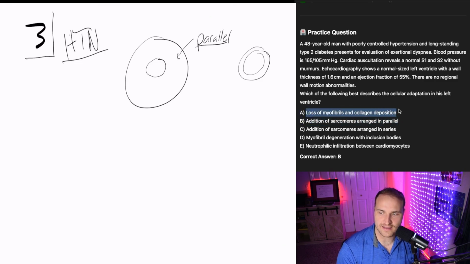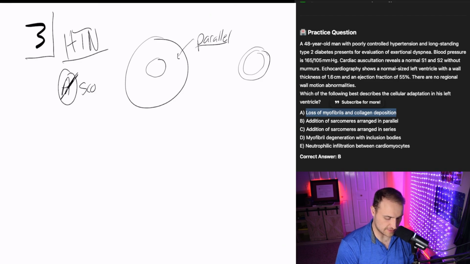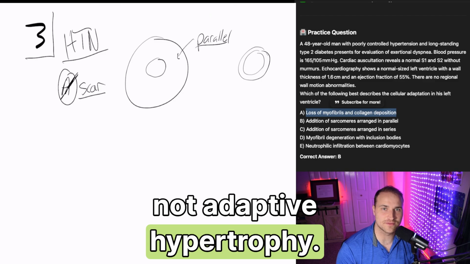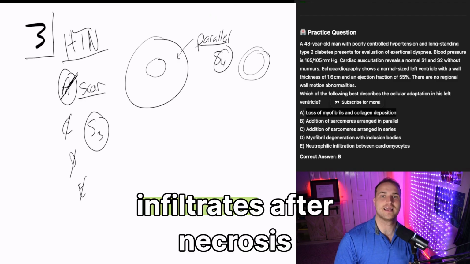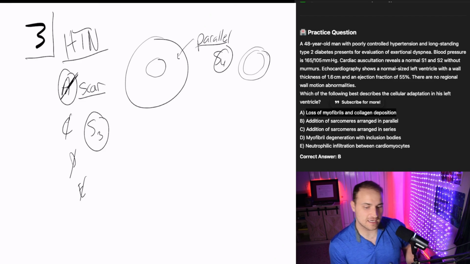Why is it not A, loss of myofibrils and collagen deposition? Well, loss of myofibrils and collagen deposition would be a clue that we're talking about scar tissue. And that's seen after infarctions, but it's not adaptive hypertrophy. Why is it not E, neutrophilic infiltration between cardiomyocytes? Neutrophil infiltration would be seen with an acute MI. We have inflammatory infiltrate after necrosis, and that's not going to be a chronic adaptation.